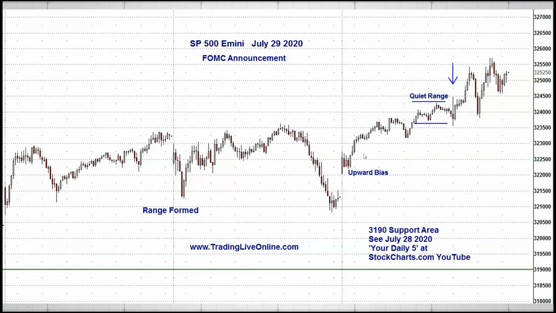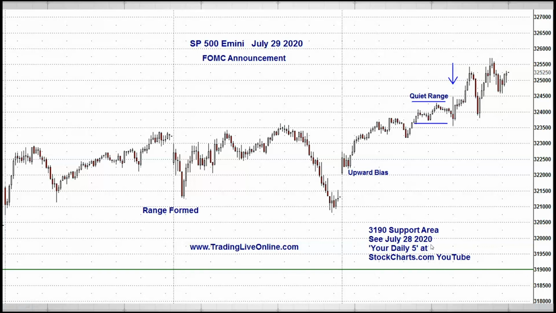The market has a gap up, and then it becomes very quiet prior to the announcement. Here's where the announcement came out, and within this one bar on the intraday chart, you have the up move and the down move, and then some range trading with a bit of an upward bias into the close.